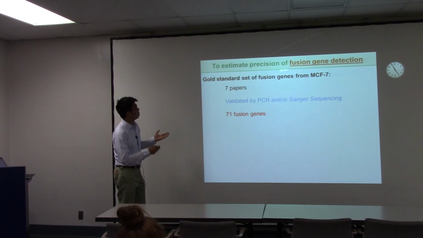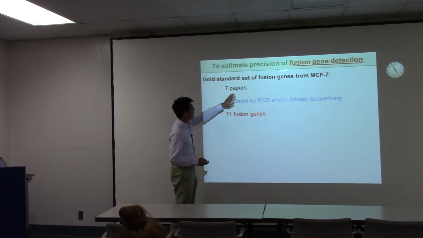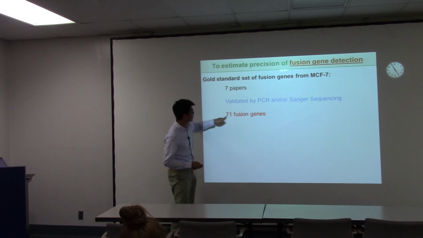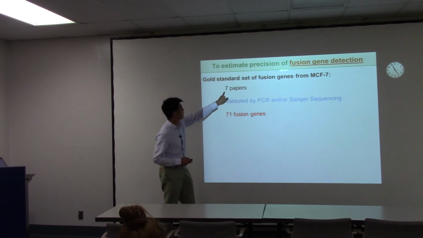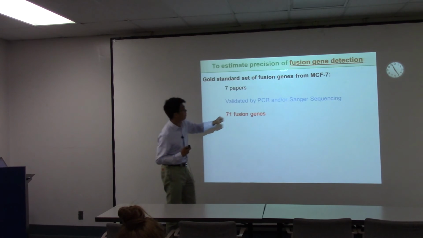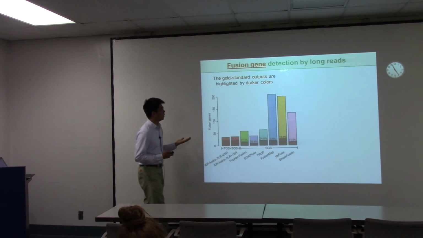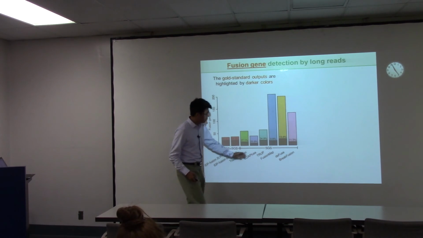In order to evaluate the performance and accuracy of the fusion gene detection, we generated a gold standard containing 7 fusion genes from 7 papers, all validated by single sequencing or PCR. So we know they are true. Let's see how many of the gold standard we can detect from IDP and the other short read methods.